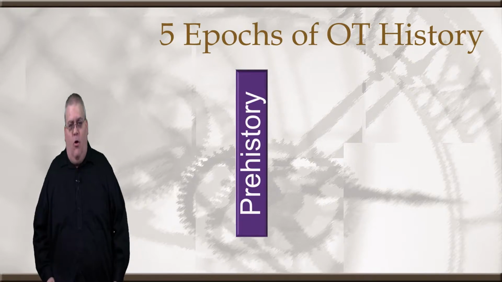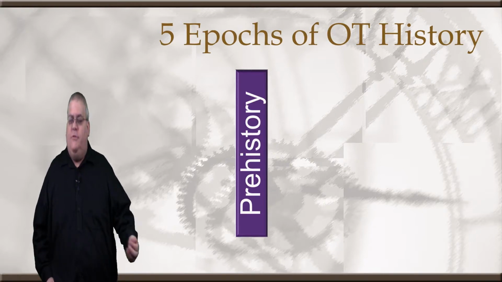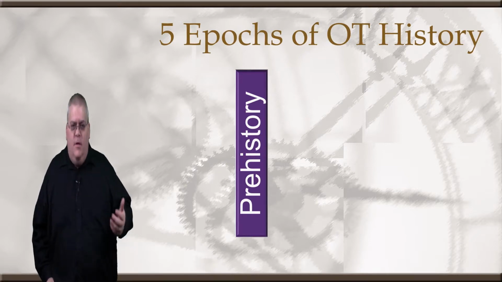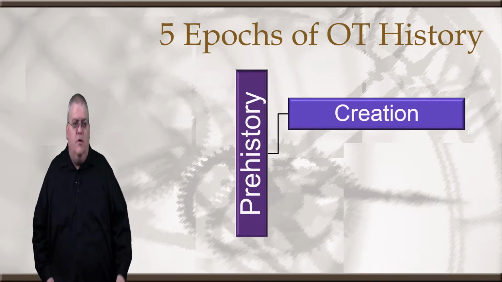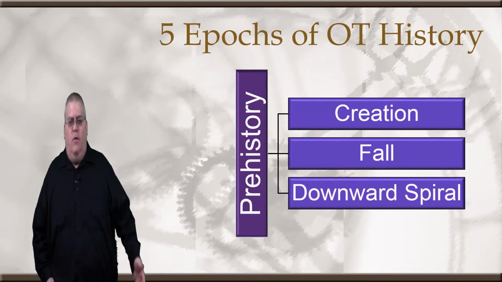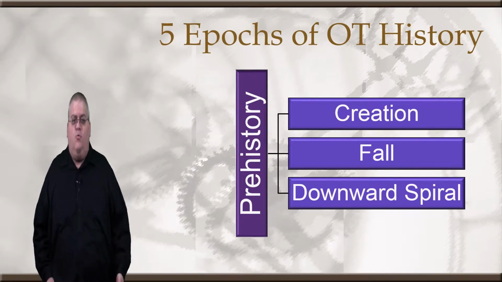Now, the first epoch is called the prehistory. Now, that does not mean that it happened before history or that it's not real history. It's labeled prehistory because these events happened before what we can know from other sources outside of the Bible. They are real history, as we've argued, but the only way we know about it is because God revealed it in the Scripture. Now, the prehistory epoch contains the following events: the creation of the world, the fall of our first parents into sin, and then the downward spiral of the first humans and their experience of God's wrath against sin.